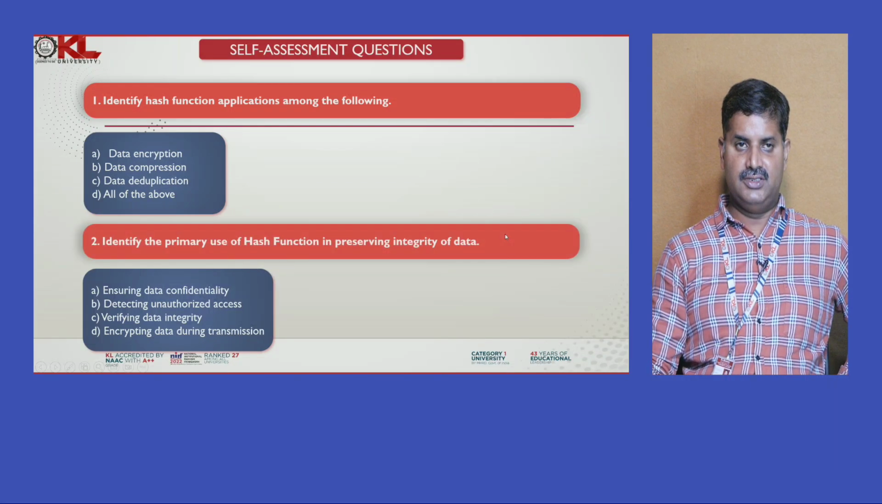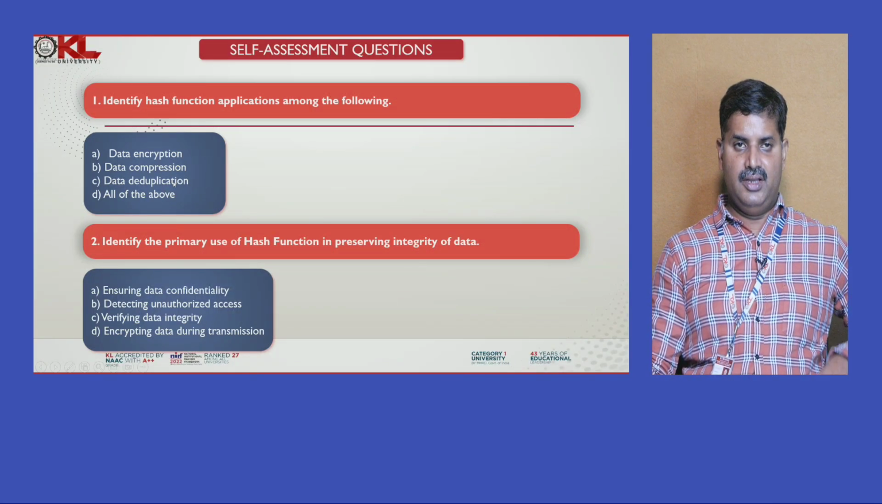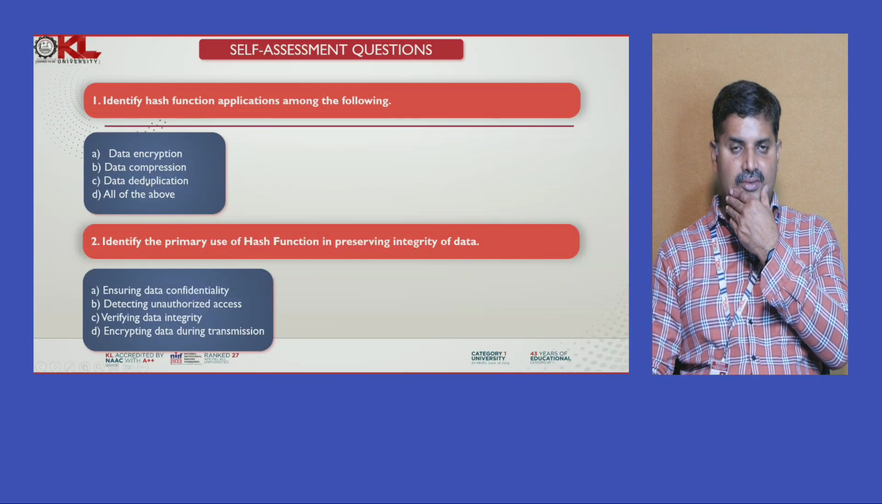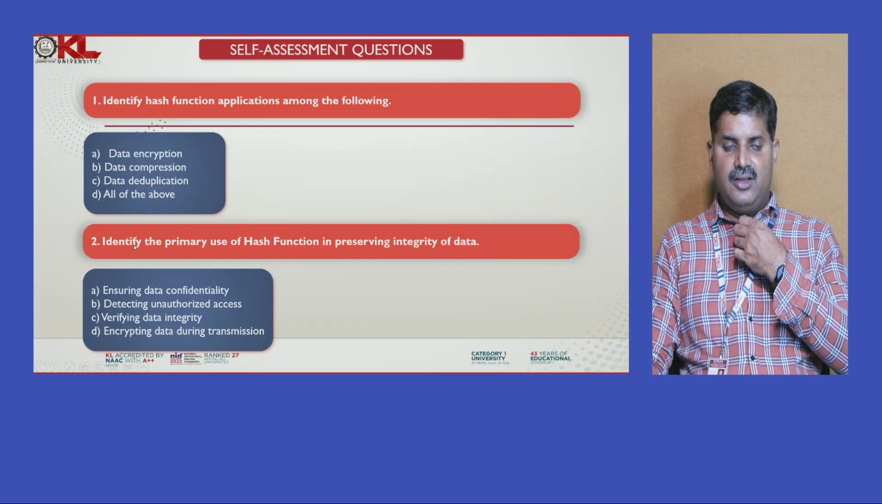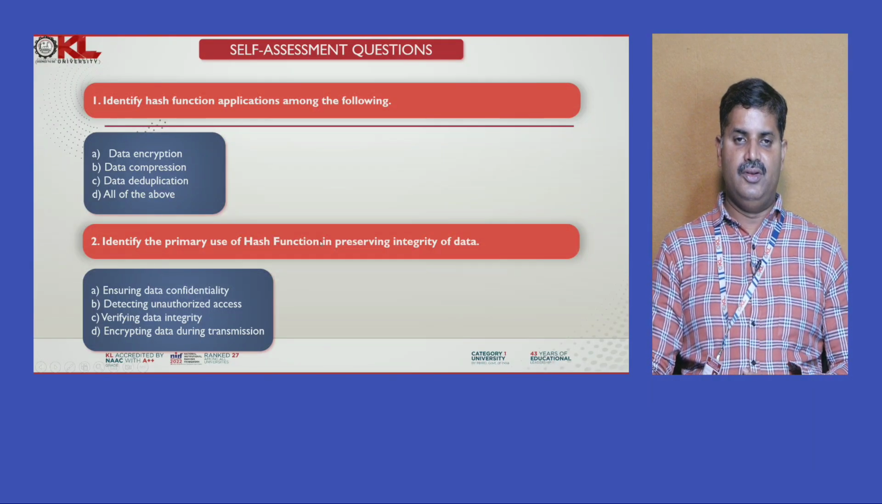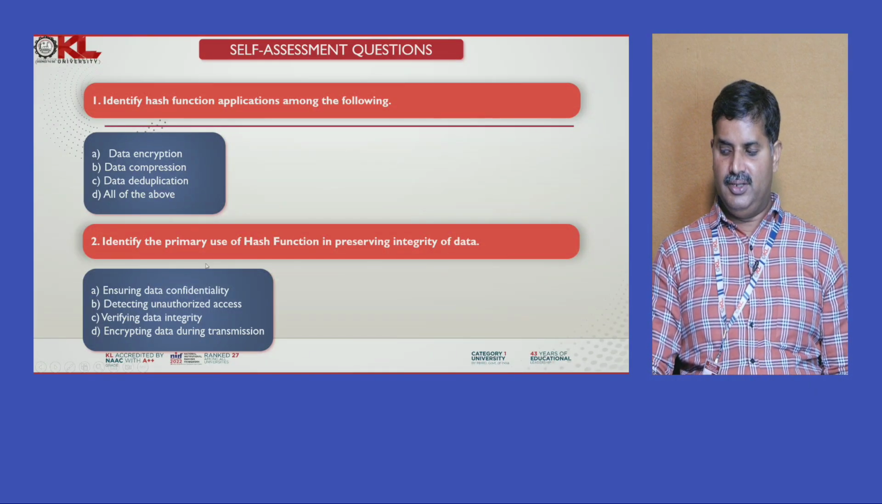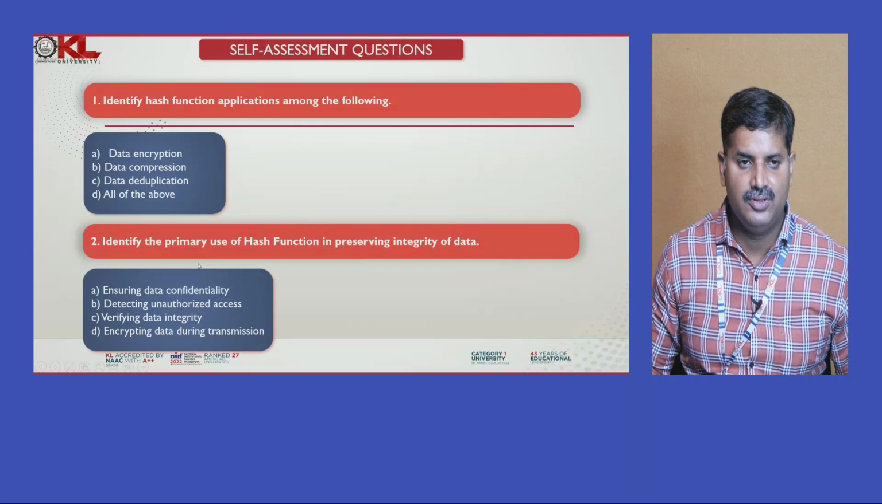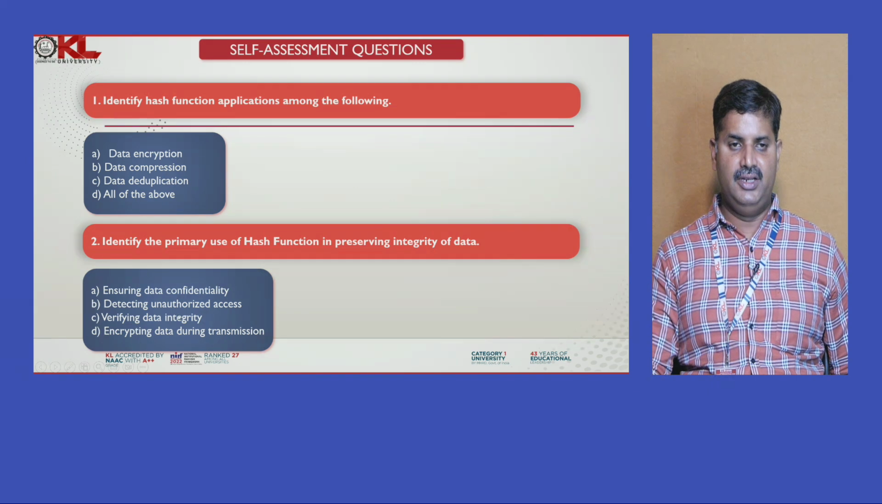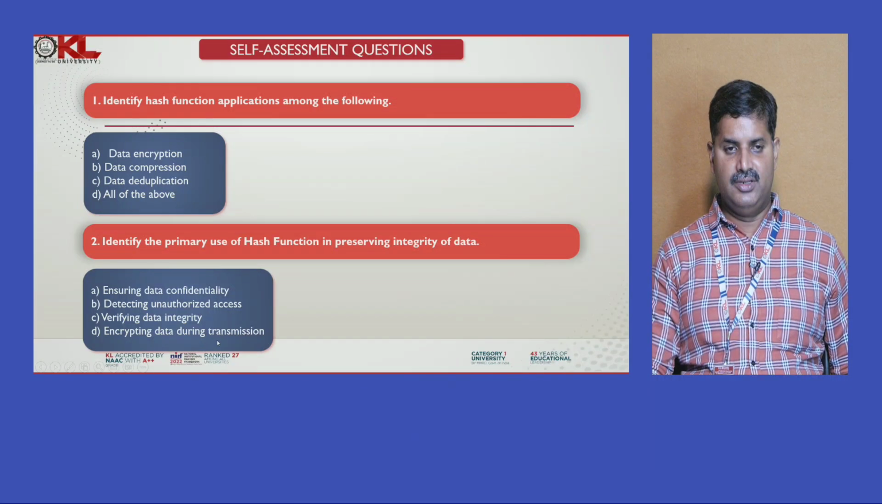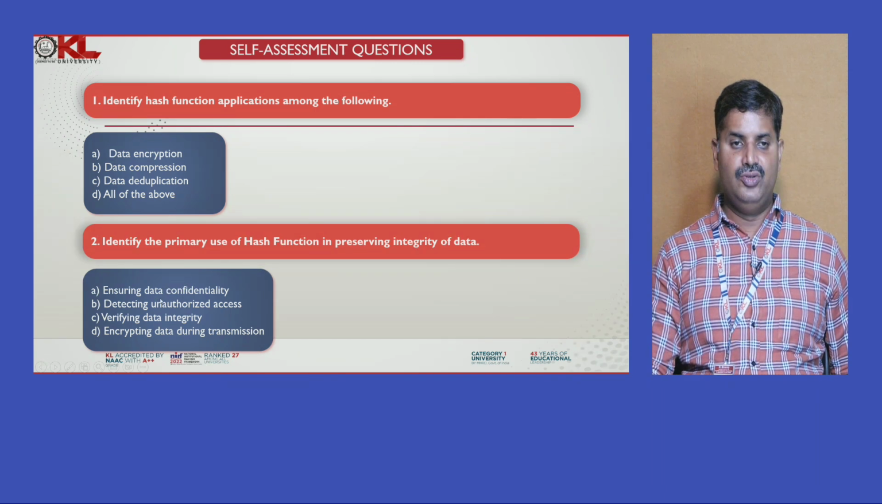First question, identify the hash function application among the following: data encryption, data compression, data deduplication. Here the second, data compression, is one of the hash function applications. Okay. Then the second question is, identify the primary use of hash function in preserving the integrity of data. The answers are ensuring the data confidentiality, detecting unauthorized access, verifying the data integrity, and encryption of data during transfer. So the primary use of hash function in preserving the integrity of data is verifying the data integrity. C is the correct answer.